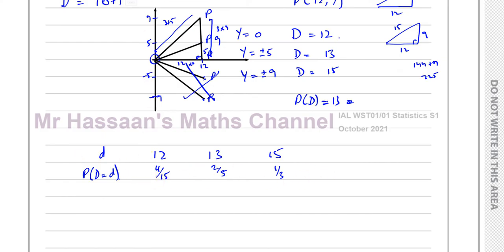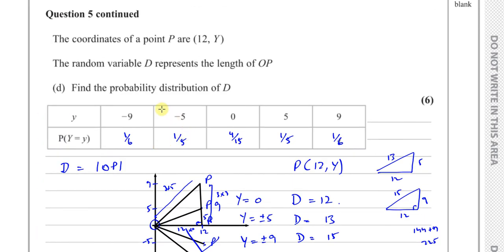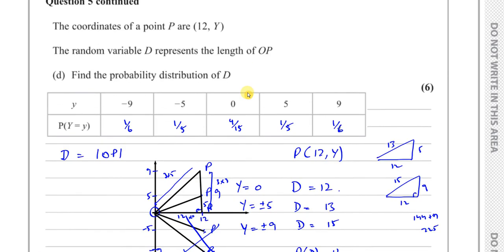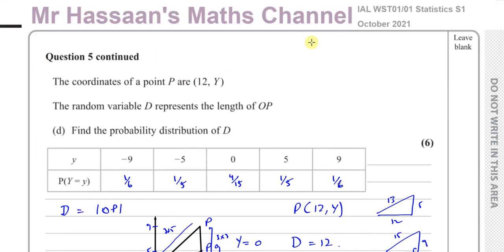So this is the probability distribution for this question of D, where D is the length of the line from O to P, and the y coordinate of P is the value of y in our first probability distribution. So there's the answer for part D. It doesn't ask for anything else. That's it, 6 kind of easy-ish marks actually. It's not too bad. So there we have the answer, and that concludes this question, which is question number 5 from the October 2021 International A-Level Statistics 1 paper.